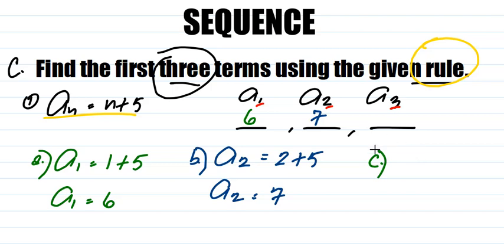Therefore, yung formula a sub n, since hinahanap natin yung pangatlong term, so yung n natin ay magiging 3. So, a sub 3 equals to the 3 plus 5. So, a sub 3 equals 8. And that is our third term. So, therefore, yung first three terms ng ating sequence given ng rule na a sub n equals n plus 5 ay 6, 7, at 8.